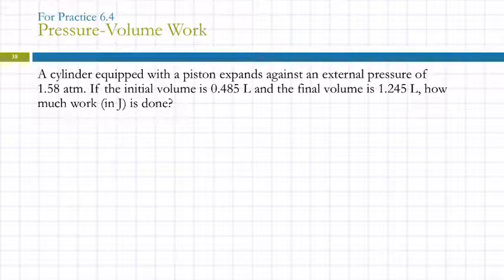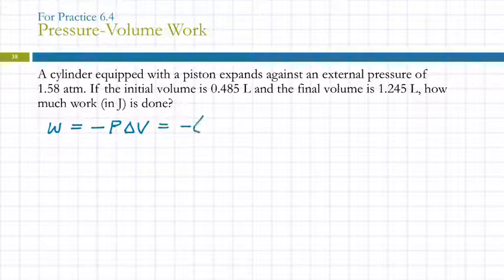Okay, so a cylinder equipped with a piston expands against an external pressure of 1.58 atmospheres. If the initial volume is 0.485 liters and the final volume is 1.245 liters, how much work in joules is done? So we're asked for work in joules. So we're looking for W, and we're talking about a pressure and a change in volume. So we're going to use the equation W equals negative P times delta V.